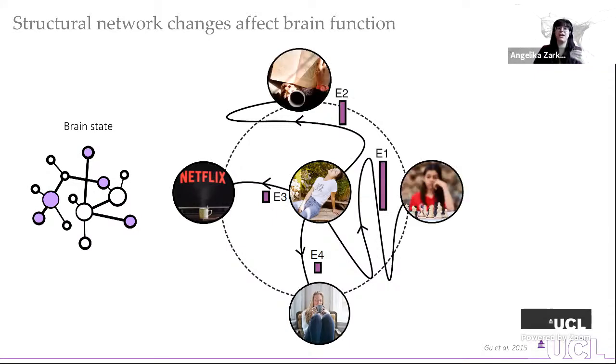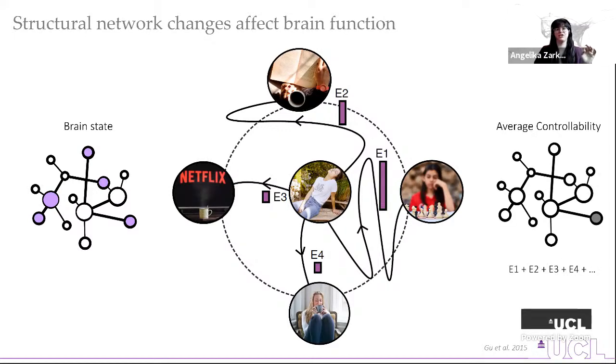But if you need to push your brain into a state where you're reading a book or hearing my talk, or even more so playing chess, then you need to spend more energy because you need to activate more brain regions. So the energies are higher. And for any specific brain region, for example the gray one here, we can calculate the sum of all the energies that need to be applied to that brain region to push the brain into all possible states. This is called average controllability. It's a metric of how much influence a brain region has over the whole brain network, and specifically how important that brain region is in pushing the brain into different states.